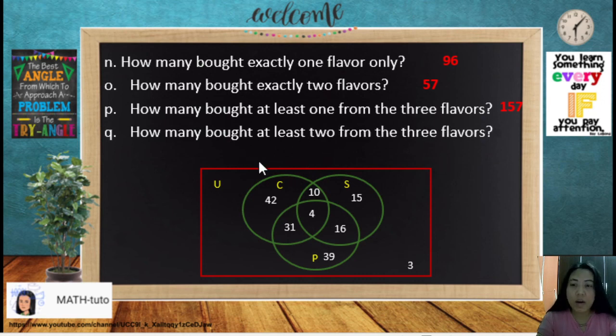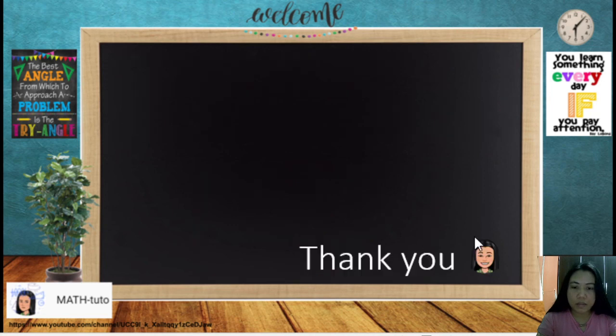Next, how many bought at least 2 from the 3 flavors? At least 2. So that means those who bought exactly 2 flavors and those who bought 3 flavors. So that is 57 plus 4, which is 61. Okay. I think that's the last question.